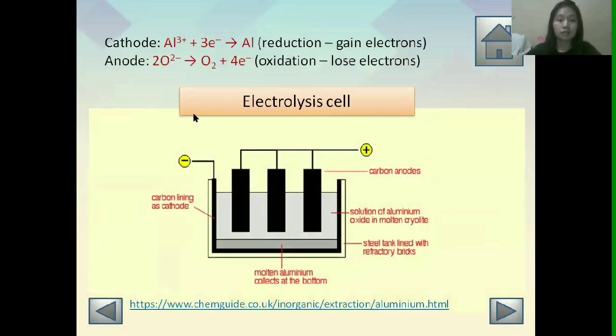The diagram here shows the simple electrolysis cell for the extraction of aluminium. The negative terminal here acts as the cathode, and the positive terminal here acts as the anode. At the cathode, the aluminium ion is reduced to aluminium. At the anode, the oxide ion is oxidized to oxygen.